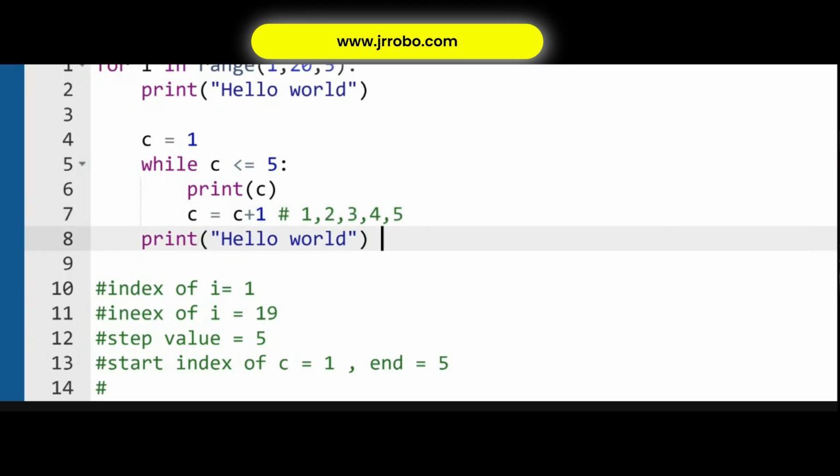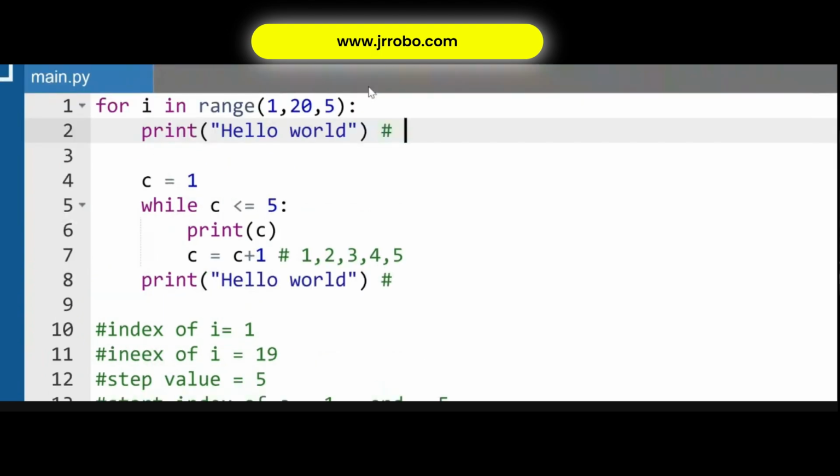How many times will hello world get printed, Ryan? There are two, both of them. This one, with I. Will it print 19? 18, because 5 is also getting skipped. Now see, 18 times the loop will run.